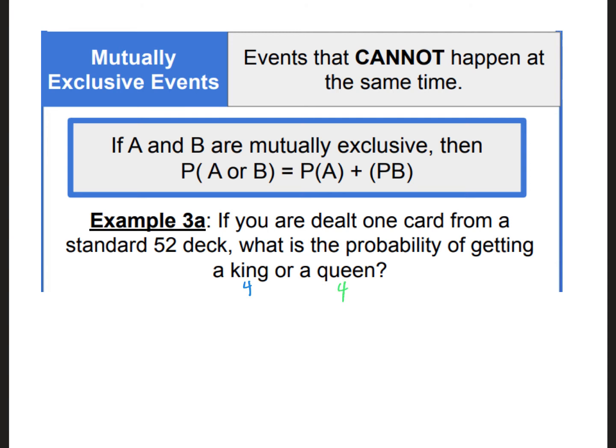So for the probability, I'm going to use K and Q to represent my letters. So the probability of K or Q, king or queen, is going to be the probability of getting a king plus the probability of getting a queen. Again, I know I can just add those because they're mutually exclusive. They can't happen at the same time. So for the probability of a king, I know I have 4 kings total, and I have 52 cards. Same thing for a queen. We have 4 cards total, 52 cards. If I add across the top, 4 plus 4 gives me 8 out of 52.